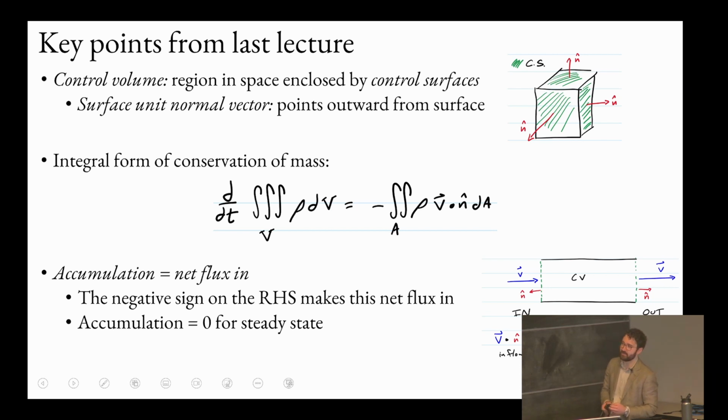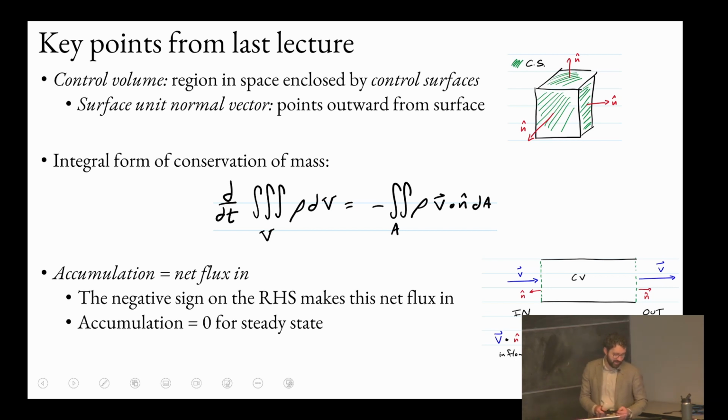On the left-hand side is accumulation, which is the time rate of change of mass in our control volume. That's a volume integral of the density. So accumulation is equal to the net flux into our control volume. The net flux in is an area integral around the entire area of the control surfaces of this quantity, rho v dot n dA. That v dot n is something we're going to see a lot. It's a vector dot product, which produces a scalar.